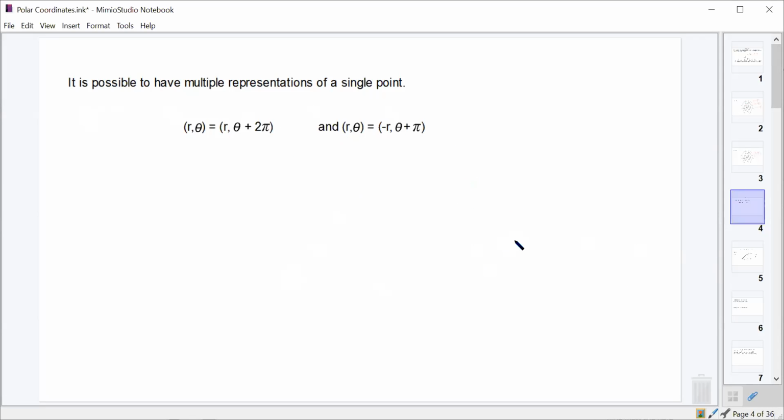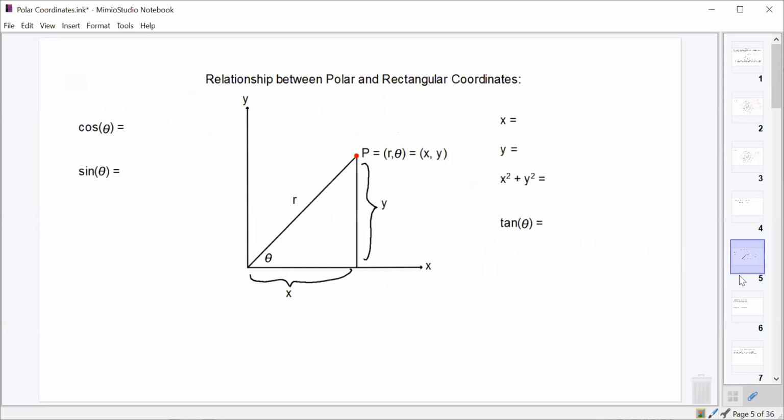You won't have to do that very often, just sometimes it might be nice to have. If I gave you the point 2 comma 7 pi over 3, it might be nice to know that's the same as 2 comma pi over 3 to make life a little easier. Okay, so there is obviously going to be a relationship between polar coordinates and rectangular coordinates and a way to convert back and forth between the two. So it's pretty important that we know how to do that.